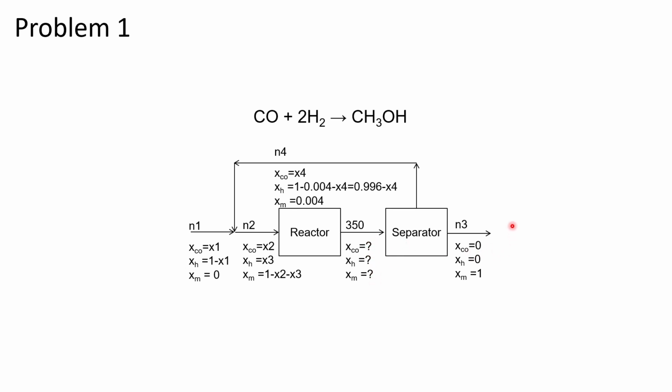From the separator, we know that this stream here is pure methanol. There's no CO, there's no hydrogen, and the mole fraction of methanol is 1, but we don't know its flow. The recycle stream, we're told, has 0.4% methanol on a molar basis, so the mole fraction is 0.004, but we don't know the flow rate, nor do we know the composition of CO, nor the composition of hydrogen. The composition of hydrogen we can calculate by taking 1 minus the composition of CO and minus the composition of methanol to get 0.996 minus X4.